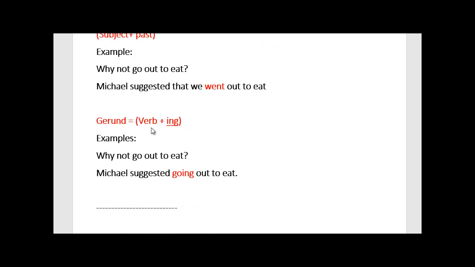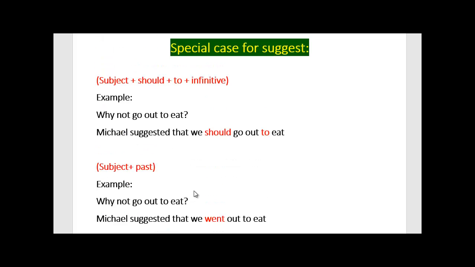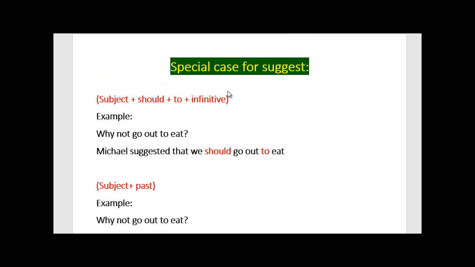Now, gerund. "Why not go out to eat?" So we say, "Michael suggested going out to eat." So we use go plus ing, which is the gerund here. That's another example, okay, guys. So that's just a special case. It's not for all. It's just a special case for making suggestions.